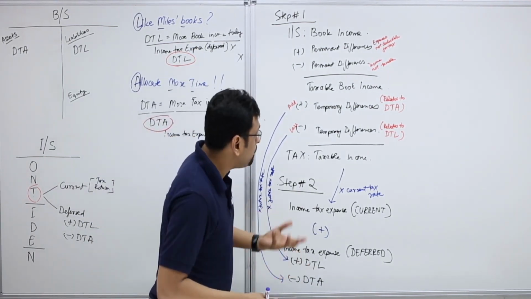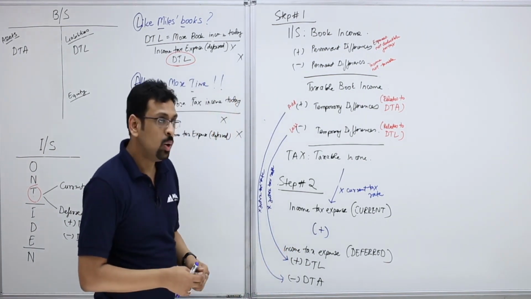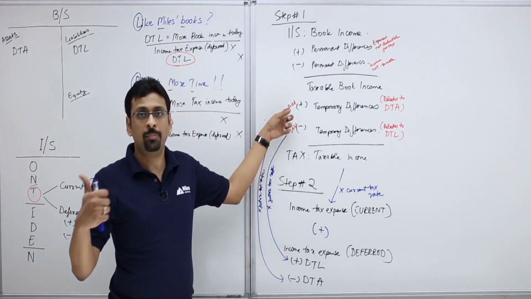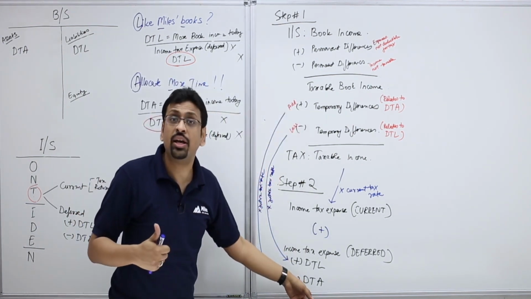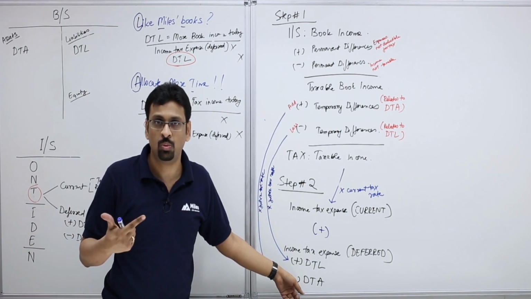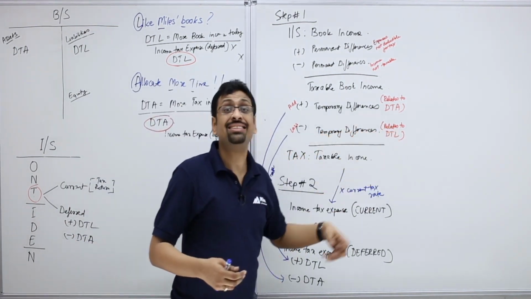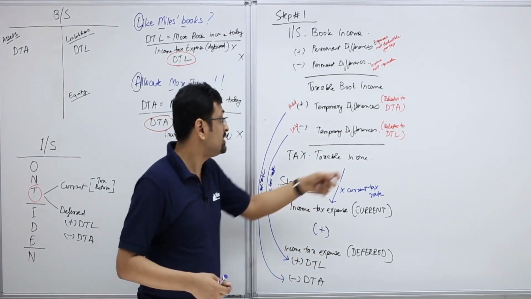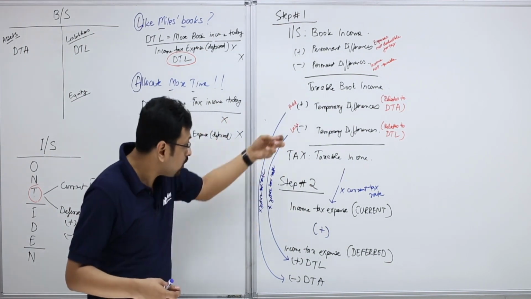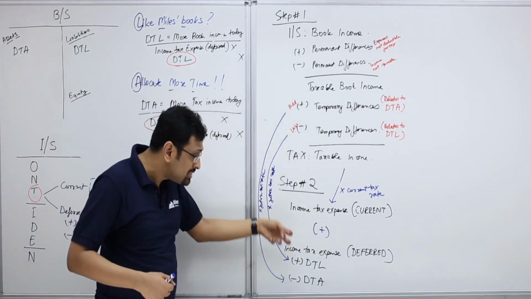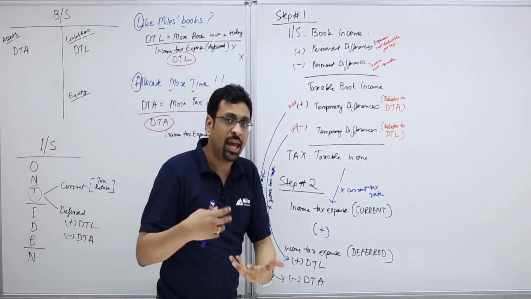So the temporary difference that created the deferred tax asset was an add in step number 1. And the actual deferred tax asset dollars is a less in step number 2. The temporary difference that created the deferred tax liability was a less in step number 1. And finally, when you calculate the deferred tax liability dollars, that's an add. So guys, you could use any way that you like.